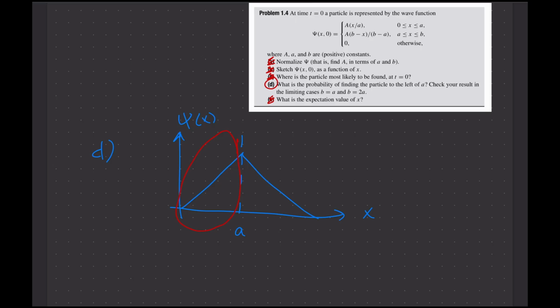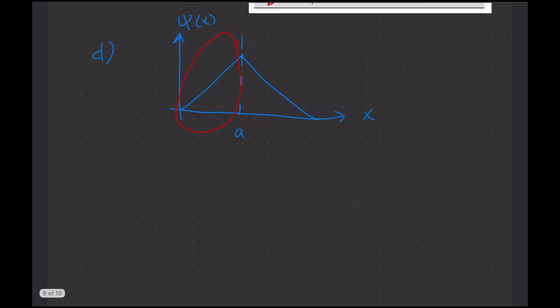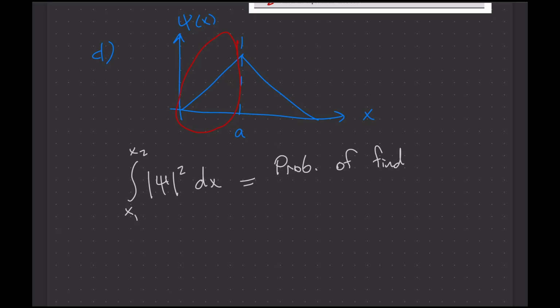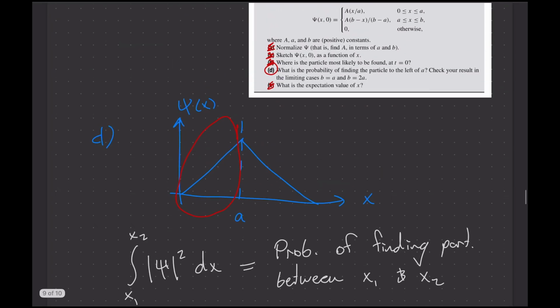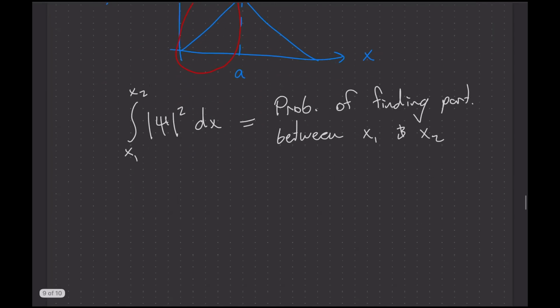What does this mean? B equals A, B equals 2A? I'm not sure, but I do know from the book that the integral from x1 to x2 of the probability distribution squared gives you the probability of finding the particle between x1 and x2. So what's the probability of finding the particle on the left side of A?